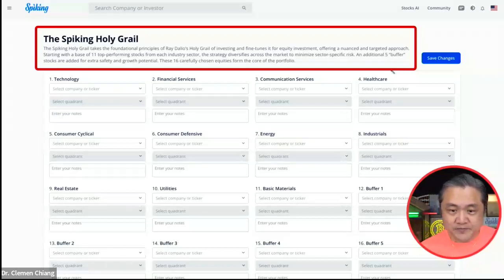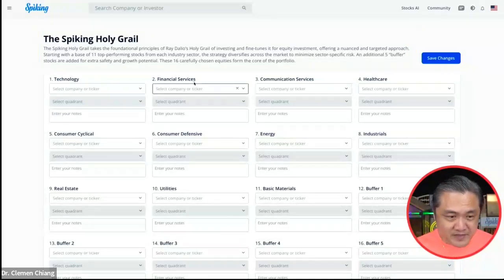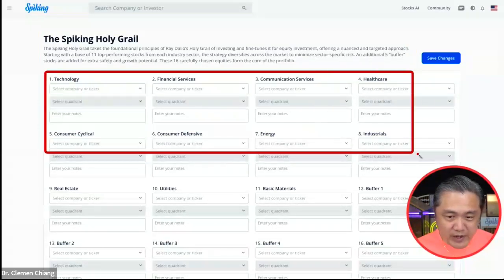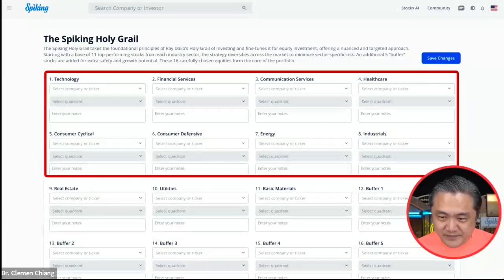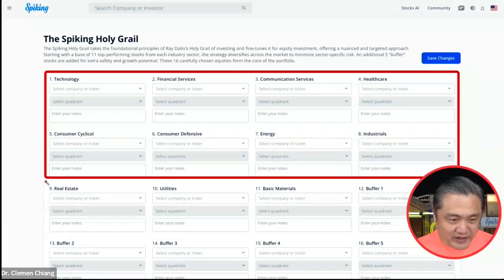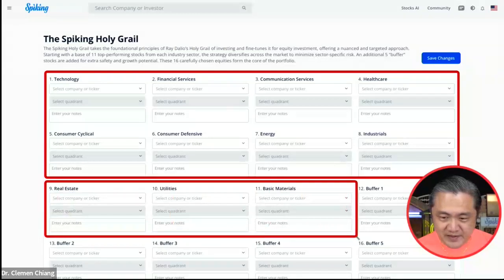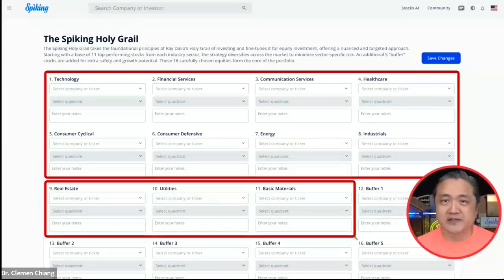All right. So, step 1. You will have your 11 sectors right up here, all the way until here. And you cannot change this. There are only 11 sectors in the stock market, namely technology, financial services, communication services, healthcare, consumer cyclical, consumer defensive, energy, industrials, real estate, utilities, and basic materials. Those 11 you can't change.